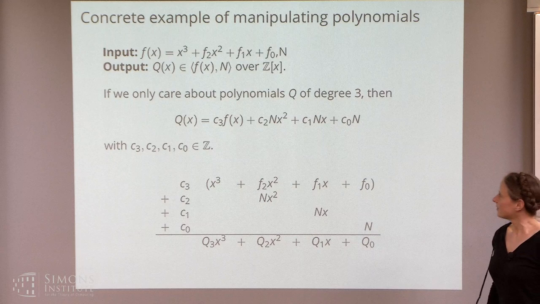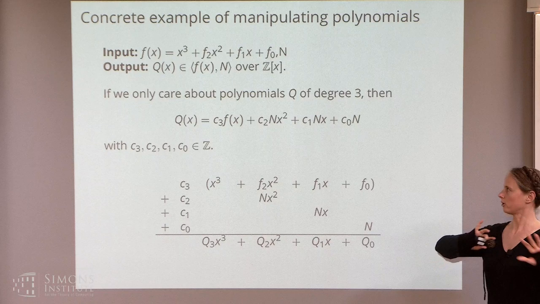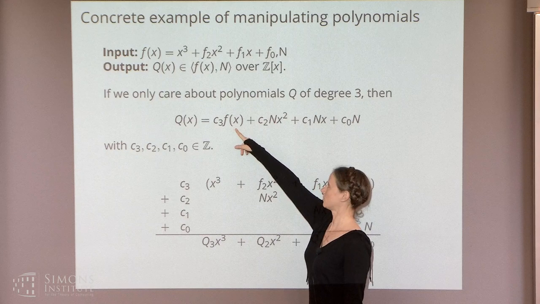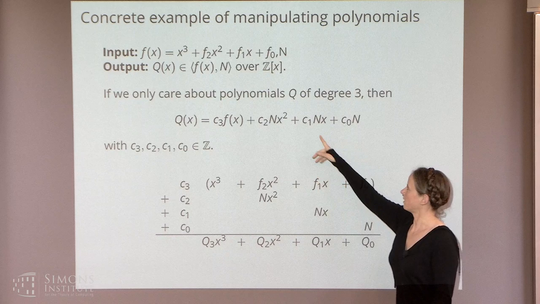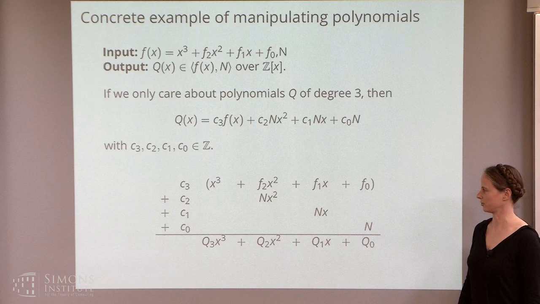So, a concrete example of this. If we limited ourselves to auxiliary polynomials of degree 3, to be super concrete, it looks something like this. The only multiple of f that has degree 3 is the integer multiple of it. Then we can take some powers of x times n. That's cool. And then some integer coefficients. And if we write them out like this, then we get the coefficients of our auxiliary polynomial.